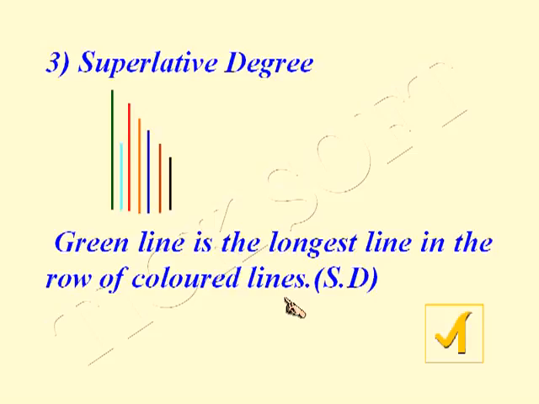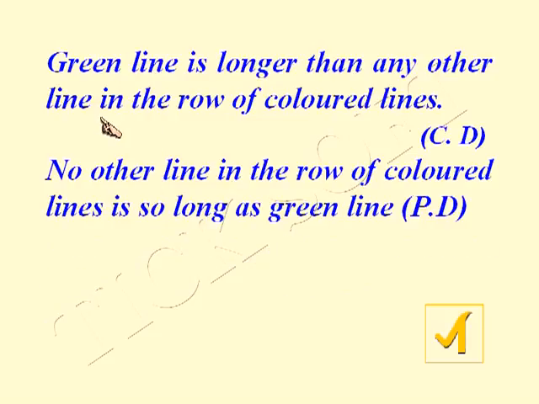How to change them into comparative and simple positive degree? Green line is longer than any other line in the row of colored lines. This is comparative degree. What is the structure they use here? Longer than. Longer, this is the comparative adjective, long, longer, than any other line. Any other line is singular. This is the structure for comparative degree in the row of colored lines. So green line is longer than any other line in the row of colored lines.